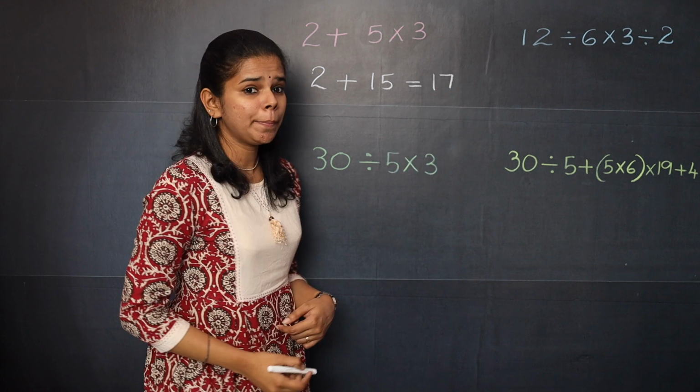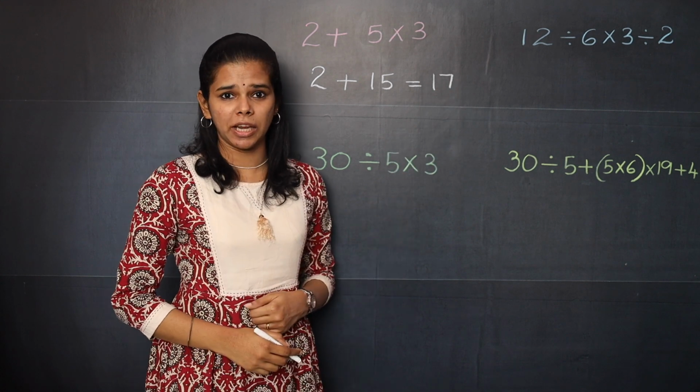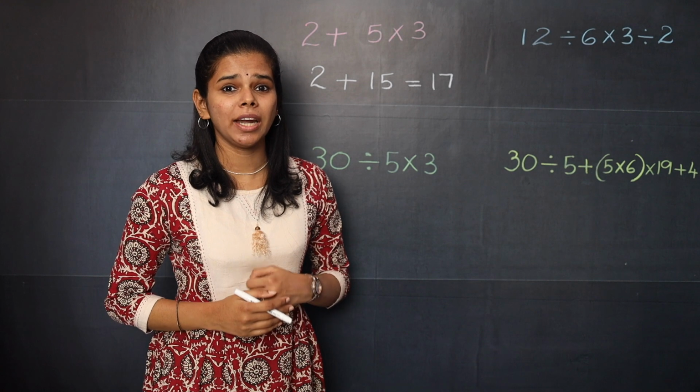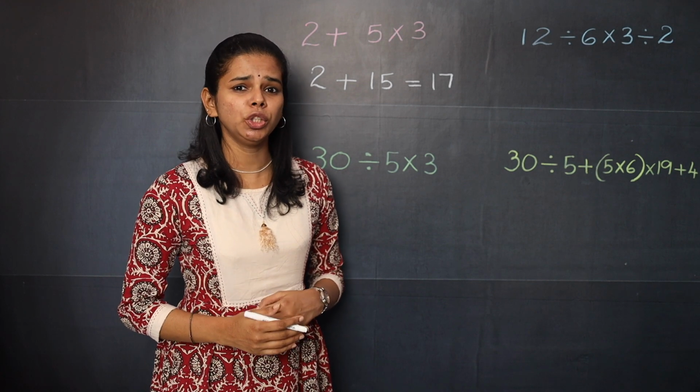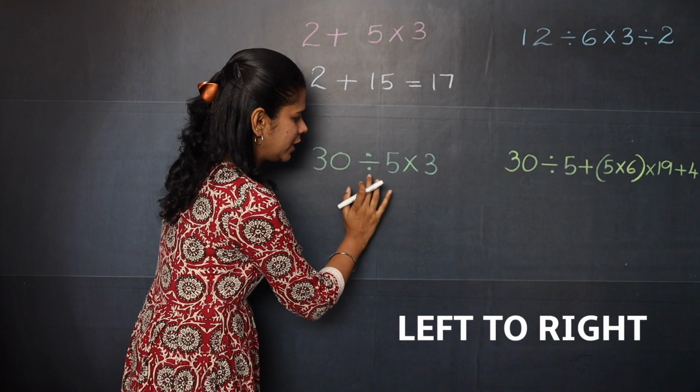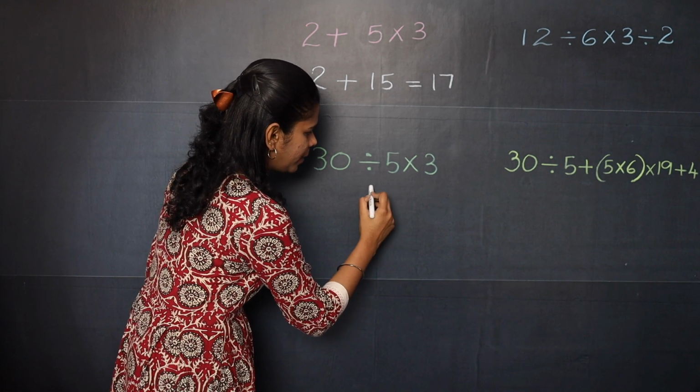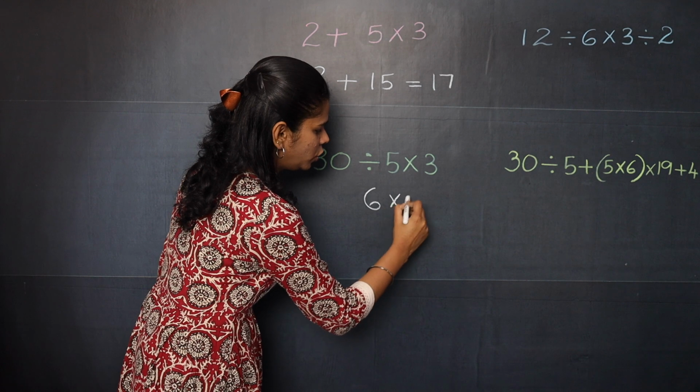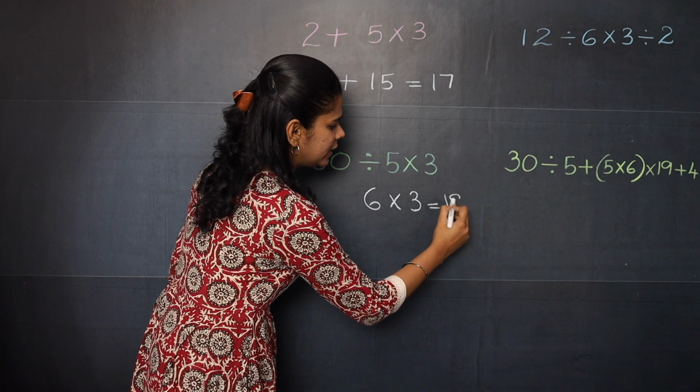In the second example, you have division and multiplication. Both multiplication and division rank equally. So you should just go from left to right. So going from left to right, you can say division first. So 30 divided by 5 is 6, into 3 will give you 18.